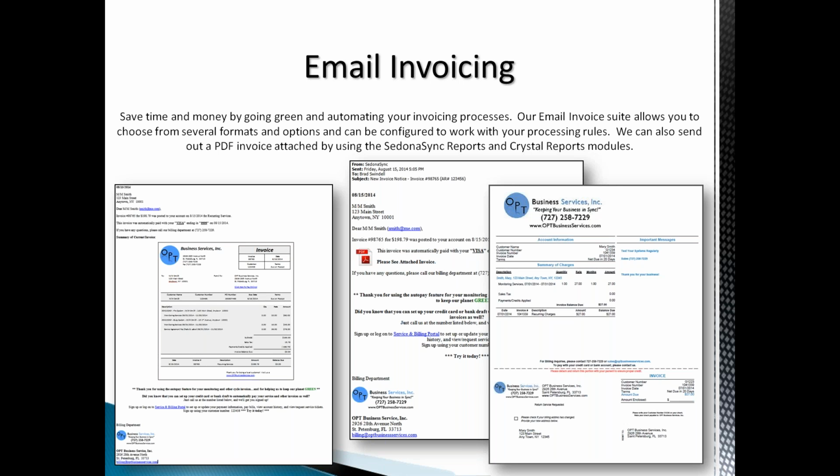In addition, there's also a link inside the invoice that they can click on to go straight to Sedona Web and pay that invoice. We offer email invoicing in two flavors. We can do it either as what we call an HTML body email, which is where we put all the content of the invoice directly in the email notification itself, or we can attach a PDF to the email as an attachment.